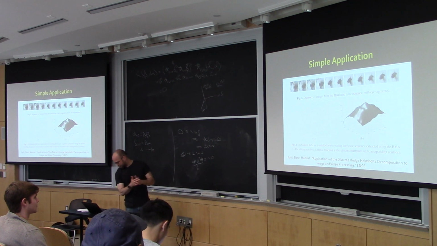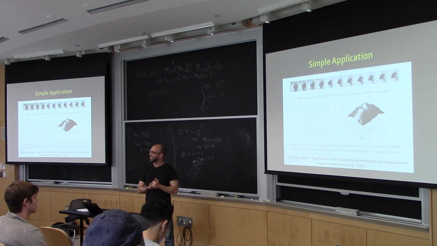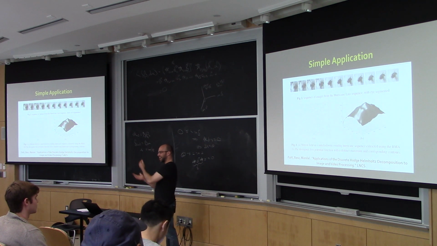So some simple things include, maybe you want to find the eye of a hurricane, as I think the most obvious application of this stuff, right? Because the eye of a hurricane is really the center of the divergence-free piece.